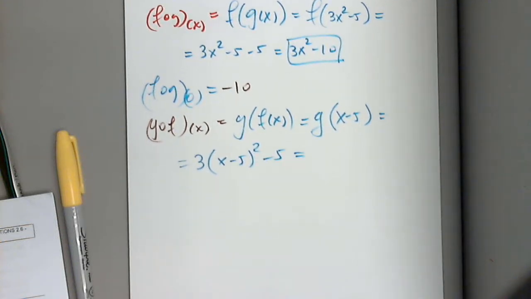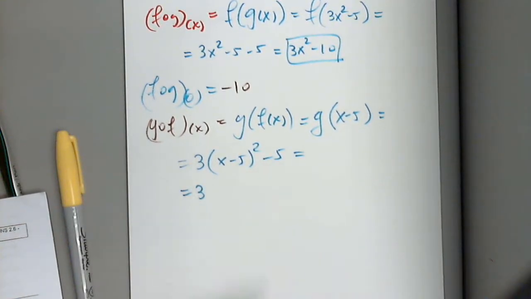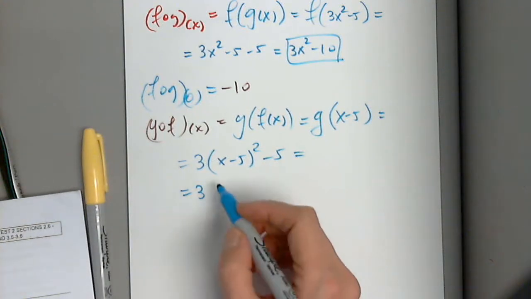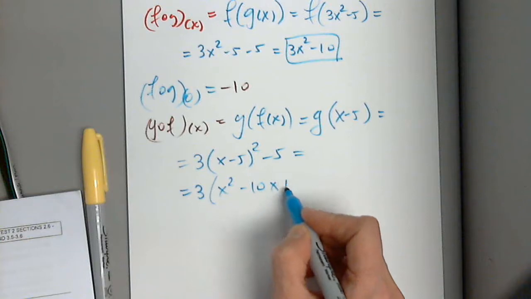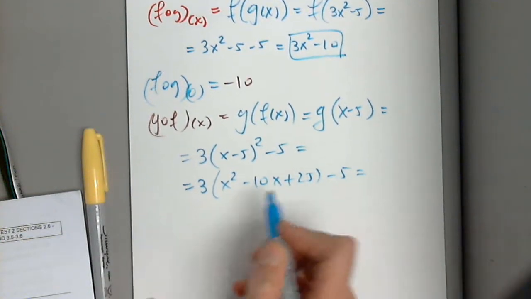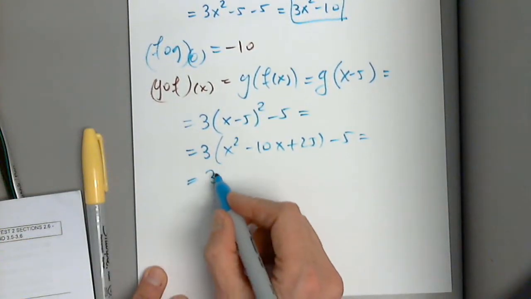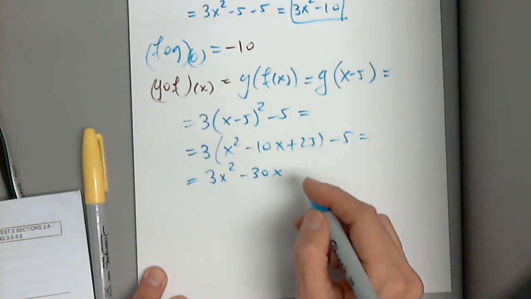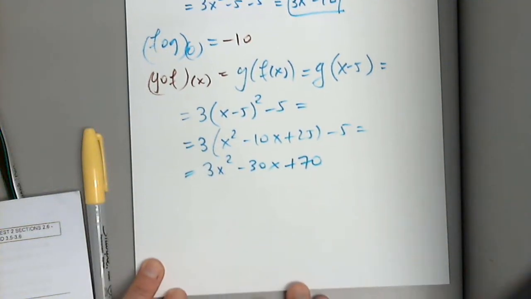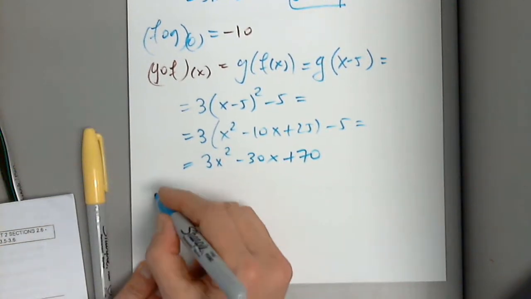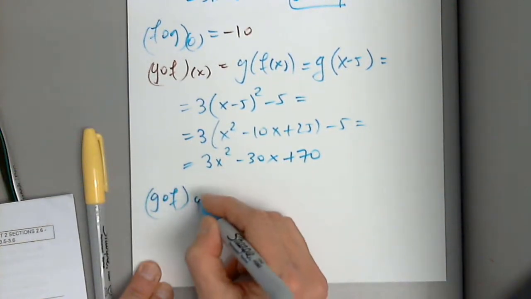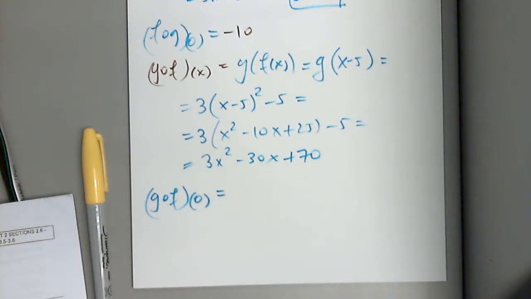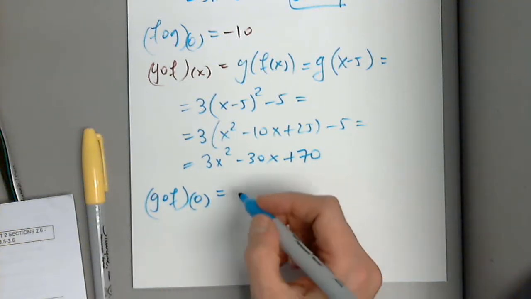Good, so when we square x minus 5, what do we get? X squared minus 10x plus 25. Awesome, thank you. And now I can distribute. 3x squared minus 30x plus 75 minus 5 is plus 70. So then g comp f of 0 now, can anyone give us? 70. That's it.